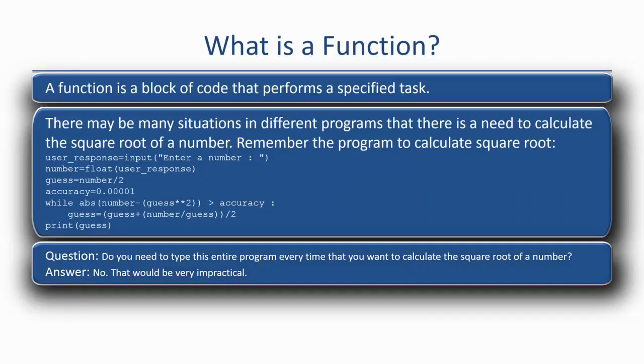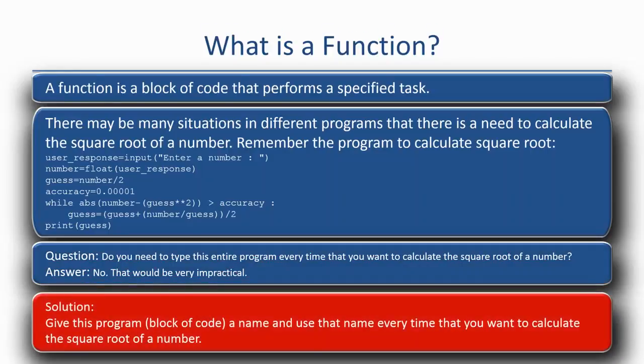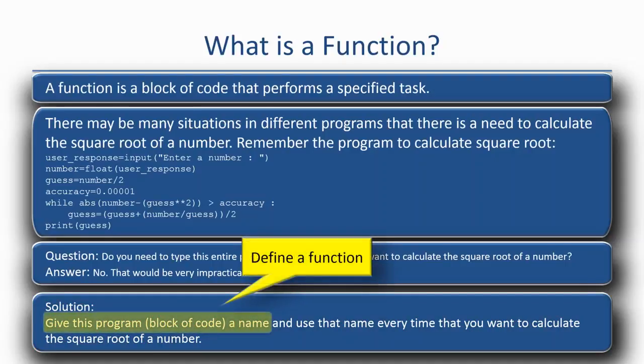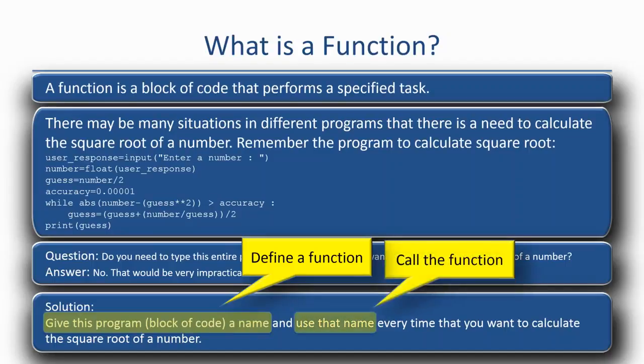So what is the solution? The solution is that you can give a name to a piece of code, and every time that you need it, just refer to it. In technical terms, when you give a name to a piece of code which does a particular task, you are defining a function. And every time that you want to execute that piece of code, you call the function. Let's see what is the Python function format.